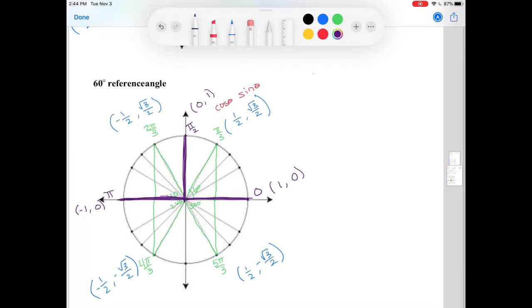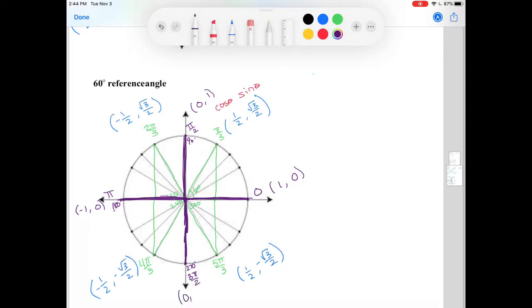Going to the next 90-degree angle, that's 180. That is going to be our pi. We've talked about that already. Half of a circle is pi. And then I have -1 for my cosine and 0 for my sine.